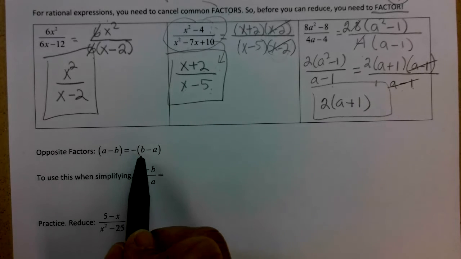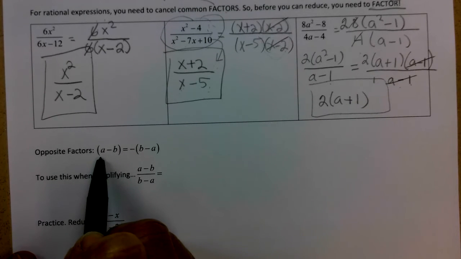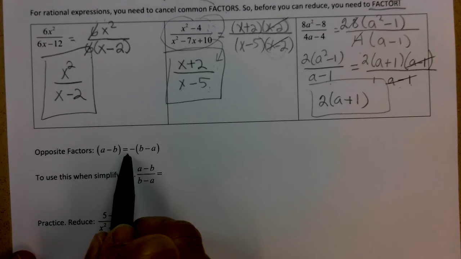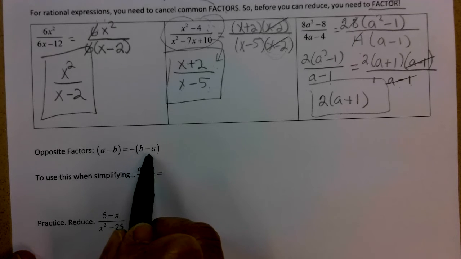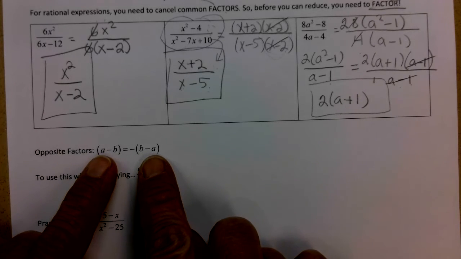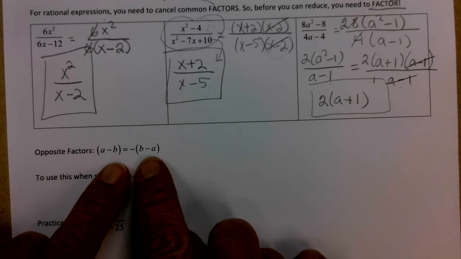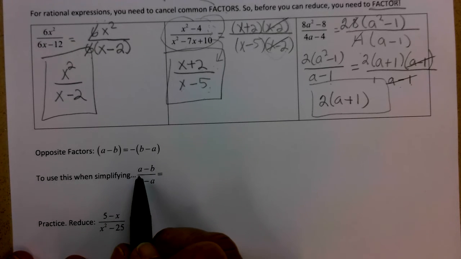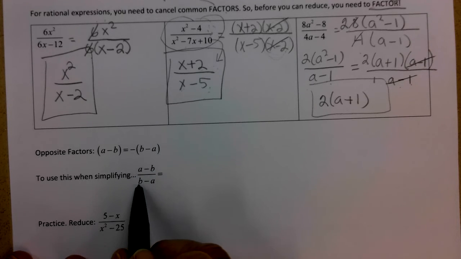Okay, last thing. And these are opposite factors. Sometimes they come up, sometimes they don't. But just as something to know, if you have a minus b, that is equal to the opposite of b minus a. So two binomials and you're subtracting. If you subtract in the opposite order, the result is off by a negative sign. So how that helps us is if we're simplifying and we have a minus b over b minus a.